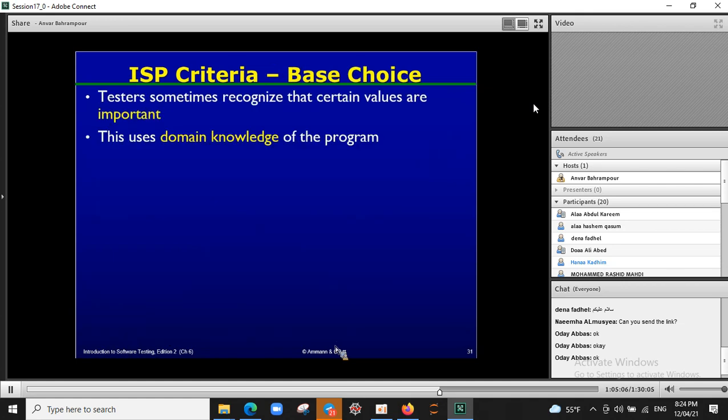Another approach could be to use base choice coverage criteria. In base choice coverage criteria, we choose some combinations according to the meaning of their characteristics.